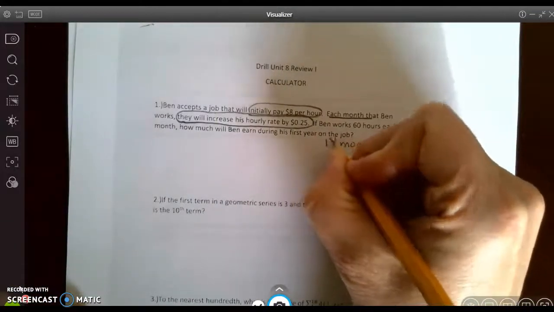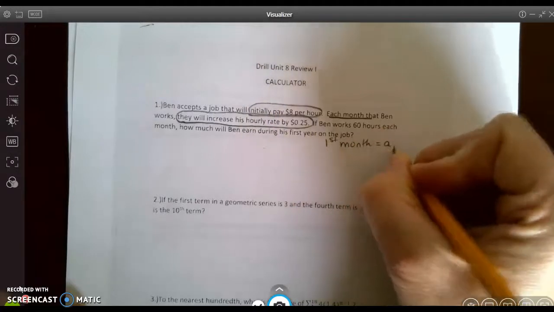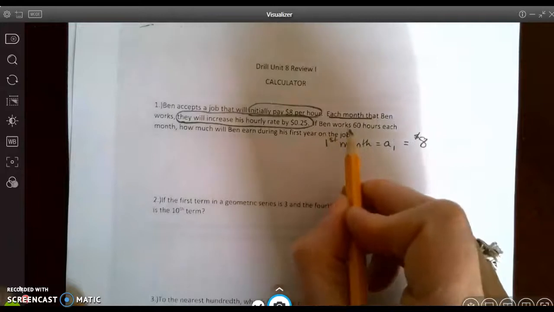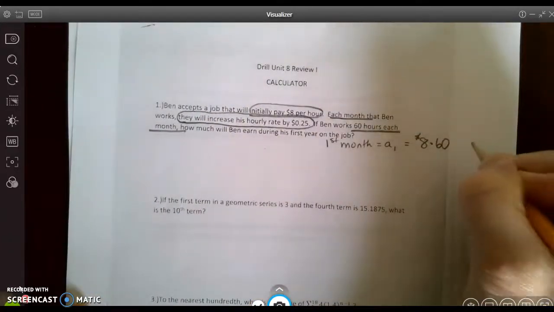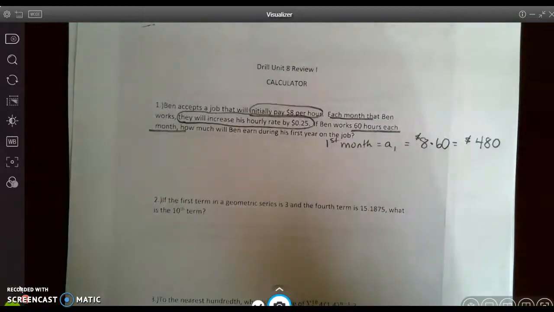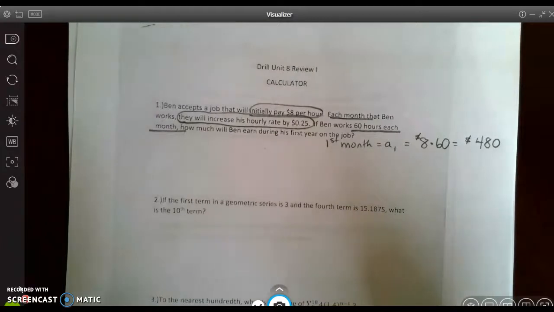or the first month, which we call A sub 1, is going to be that $8 an hour, and it says he works 60 hours each month. So the first month, he earns $480. So we had to think through the fact that he's not just earning $8 the first month. He's earning $8 an hour, so he's earning $480 the first month.